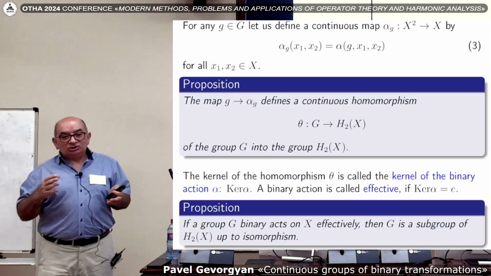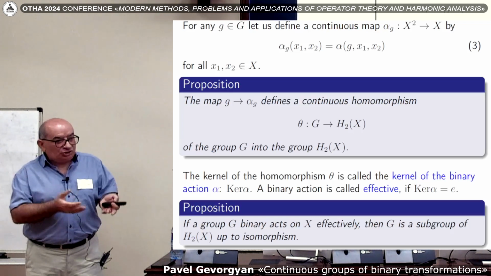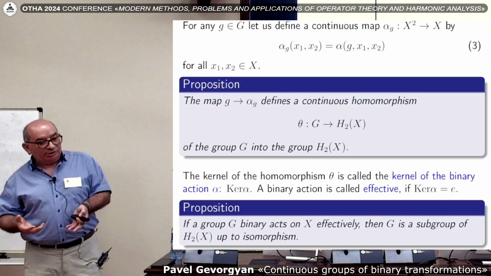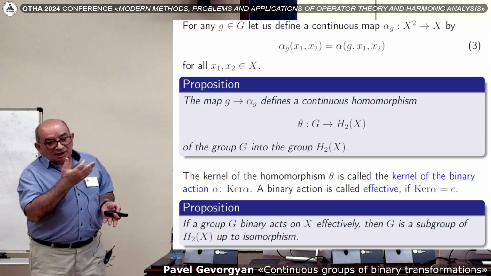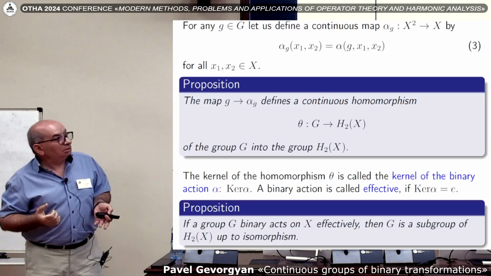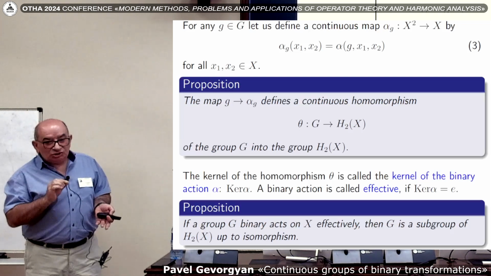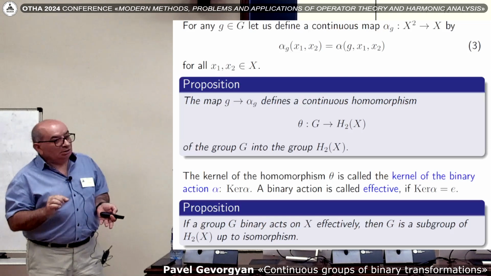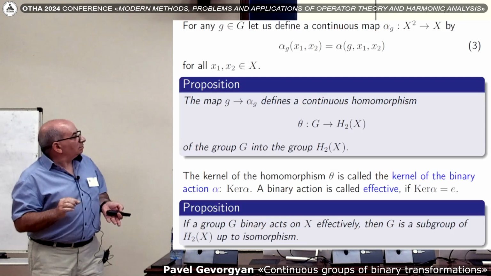Okay, to establish a relationship between a group G and the group of all continuous left quasi-group operations of X, let us define a continuous map alpha sub G from X squared to X by formula 3. It can be proven that the map G to alpha G defines a continuous homomorphism from the group G to the group H sub 2 of X.